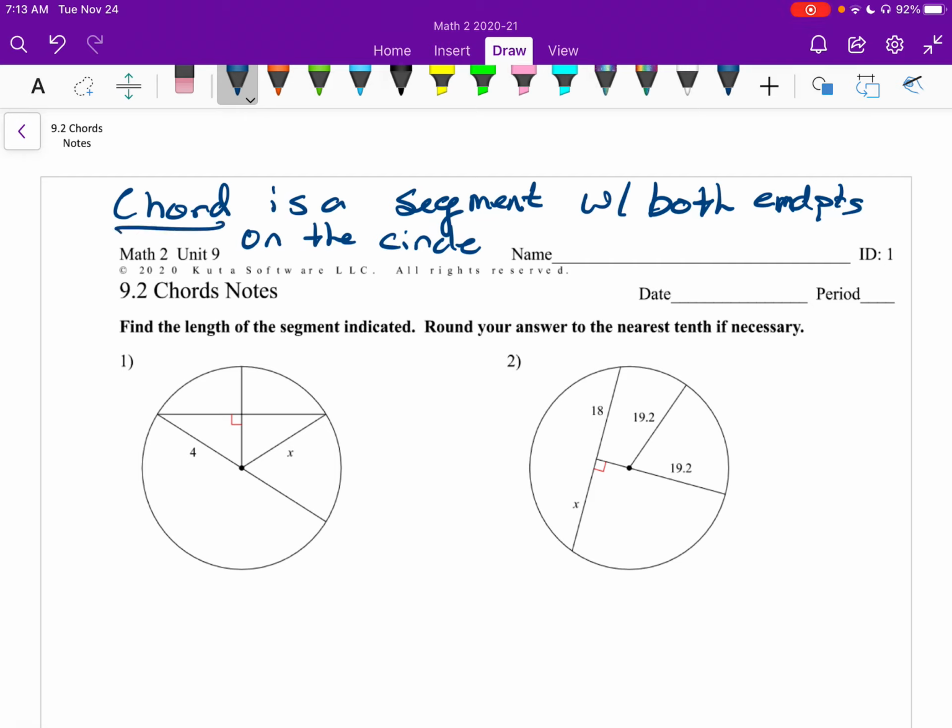Within the realm of chords, you could say a diameter is a special kind of chord, kind of like how we say a square is a special kind of rectangle. So just in number one, I'm going to highlight some chords. This guy here is a chord because he touches the edge. But this guy also, the diameter, is a chord because he also touches the edge. Number two, this guy here would be a chord, and that's the only one listed in number two.